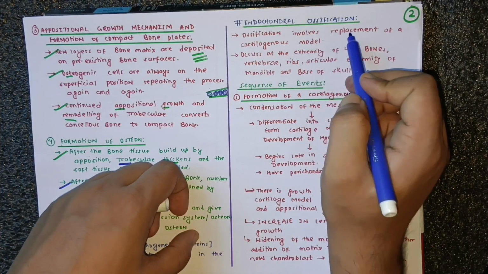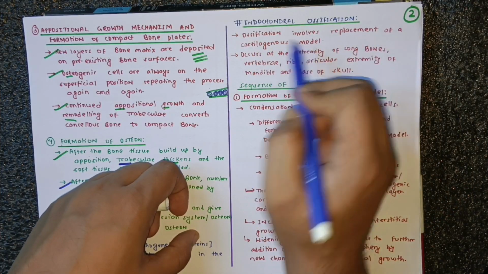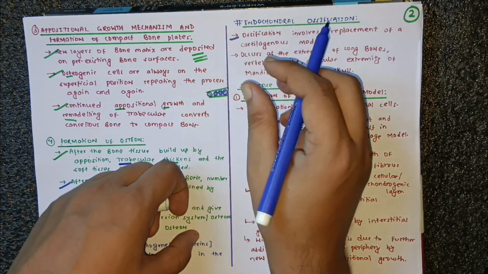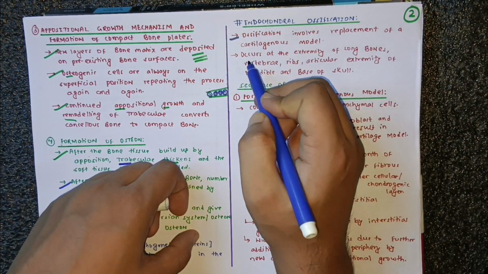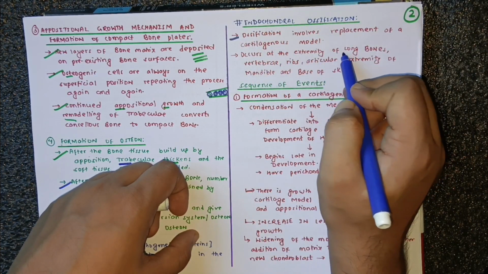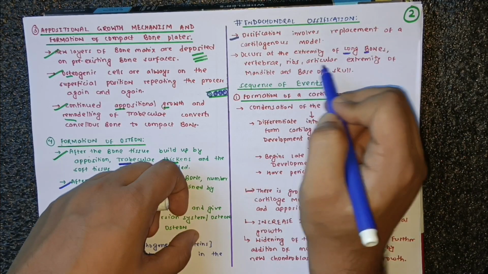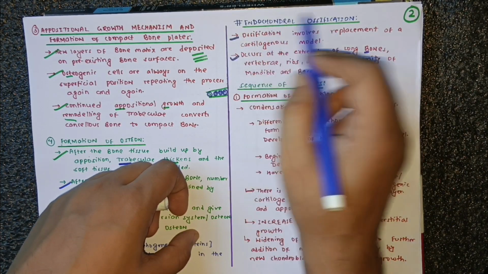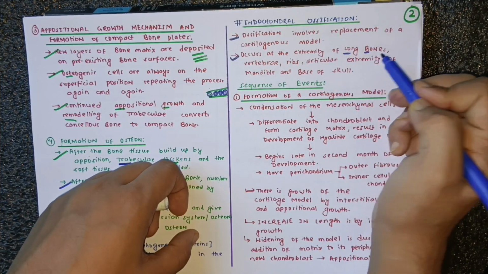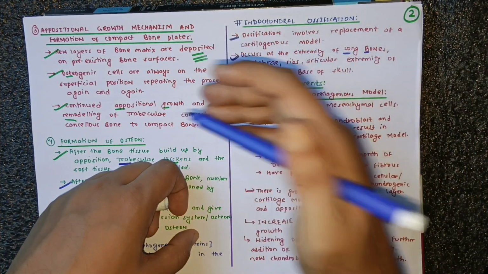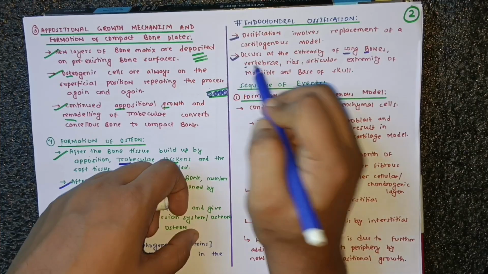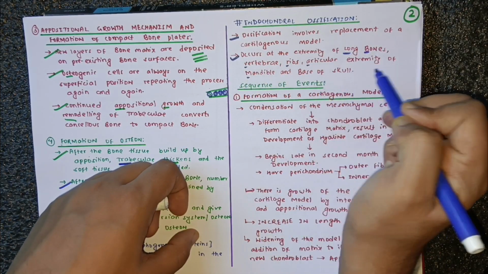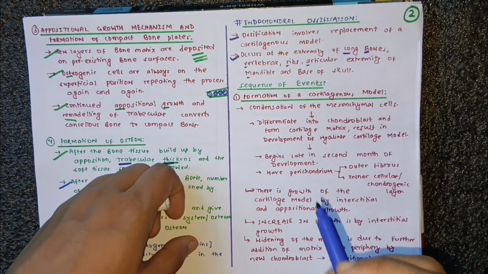Endochondral ossification involves the replacement of the cartilaginous model. From the cartilage there is a formation of the bone. It occurs at the extremities of the long bones, vertebrae, ribs, articular extremity of the mandible, and the base of the skull. So those are the places.